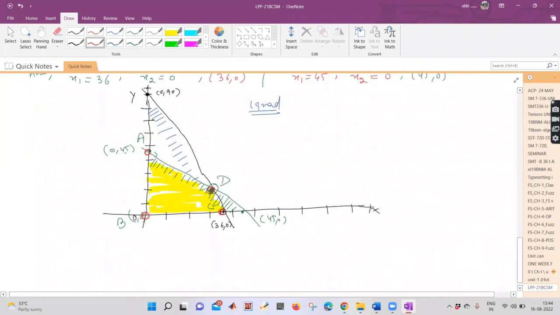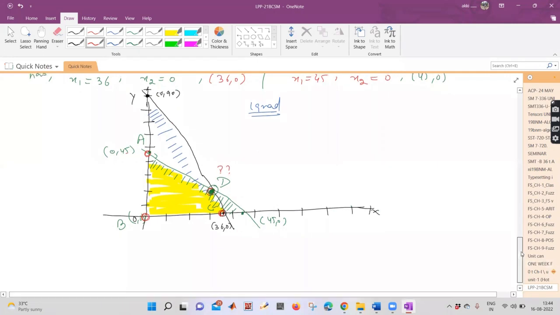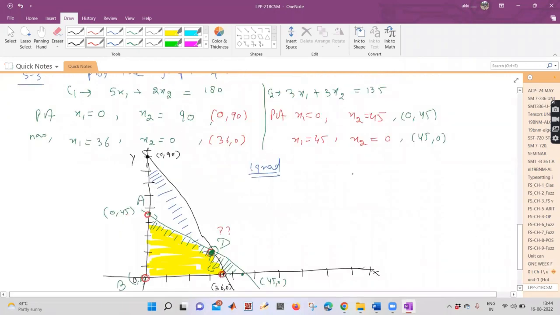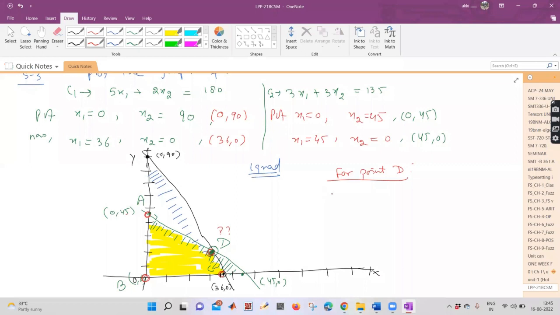I have this point 0, 45. I have this point 0, 0. It is this one 36, 0. But this point I need to evaluate. So how are you going to evaluate this? You solve your equations simultaneously. So for point D, suppose I'm writing here only. For your point D, my equations are 5x1 + 2x2 = 180. The other one is 3x1 + 3x2 = 135.